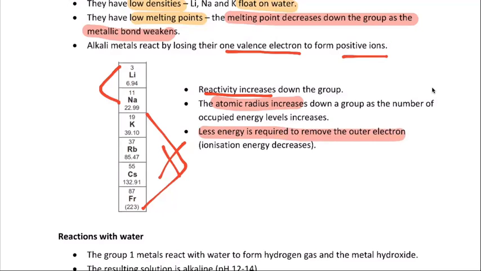So it connects back to all of our other trends. As you go down, you're adding energy levels, which makes your atomic radius increase. That means your valence electrons are farther away from the nucleus, so they are not feeling the pull or attraction of the nucleus. The nuclear charge is a lot lower down there, and there's increased shielding. And so because the electrons are further away and there's more shielding, it requires less energy. So the ionization energy is lower.